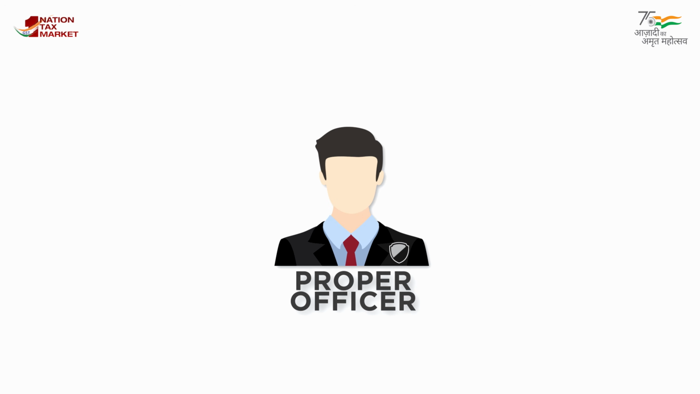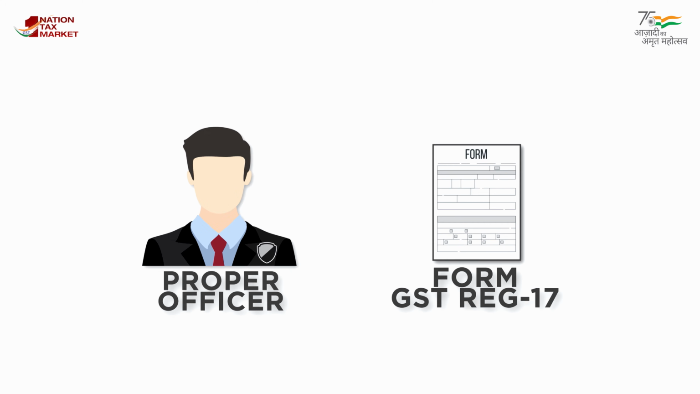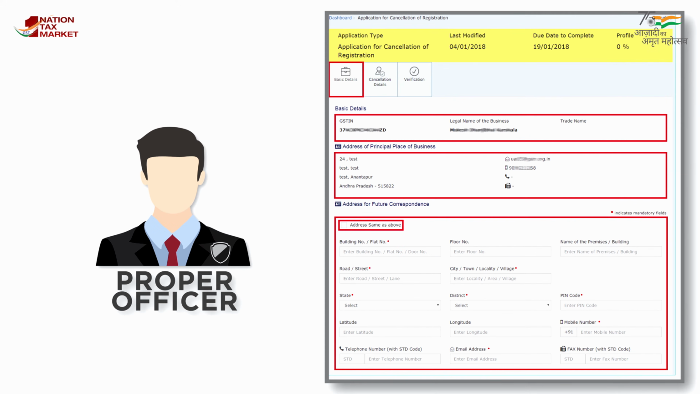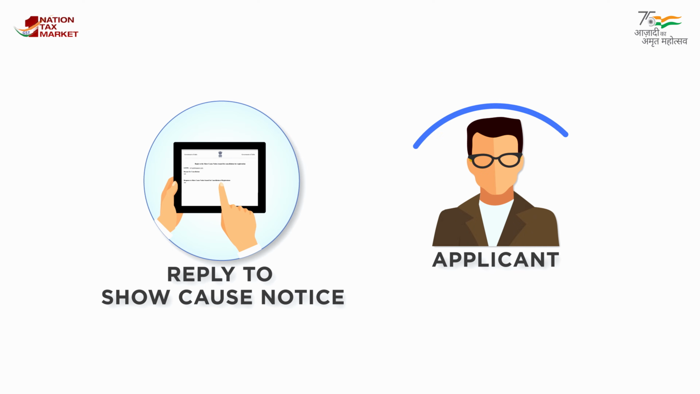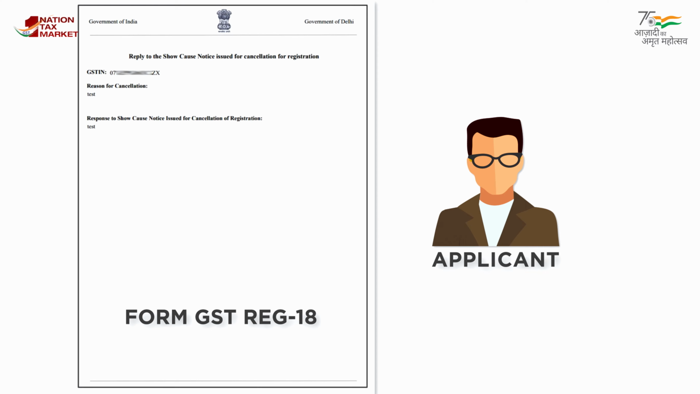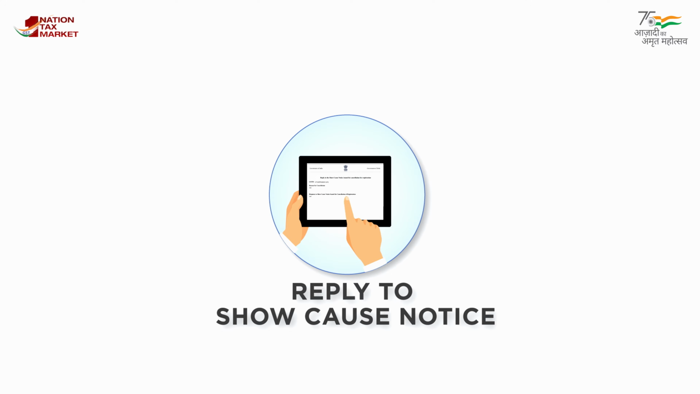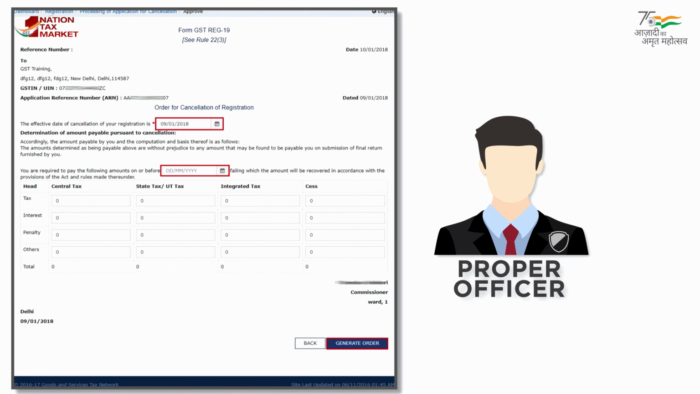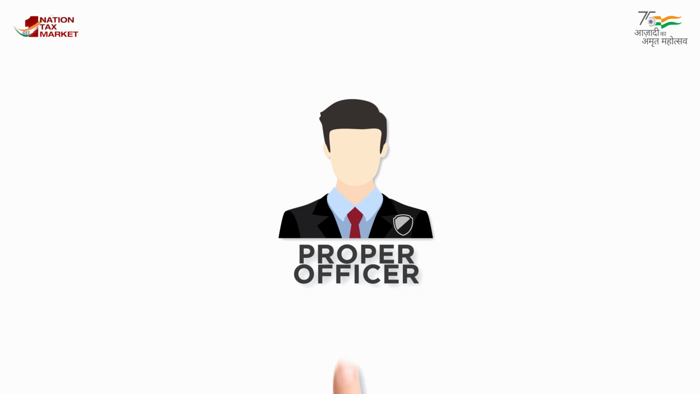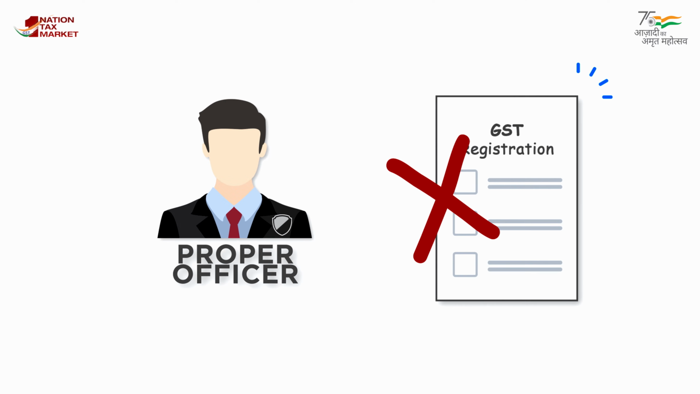The proper officer may issue a show cause notice in Form GST REG-17 if he is not satisfied with the request for cancellation of registration. The reply to show cause notice shall be furnished by the applicant in Form GST REG-18 within a period of 7 working days. If the reply to the show cause notice is found to be satisfactory, the proper officer will pass cancellation order in Form GST REG-19. If the proper officer is not satisfied, he will reject the request for cancellation of registration.